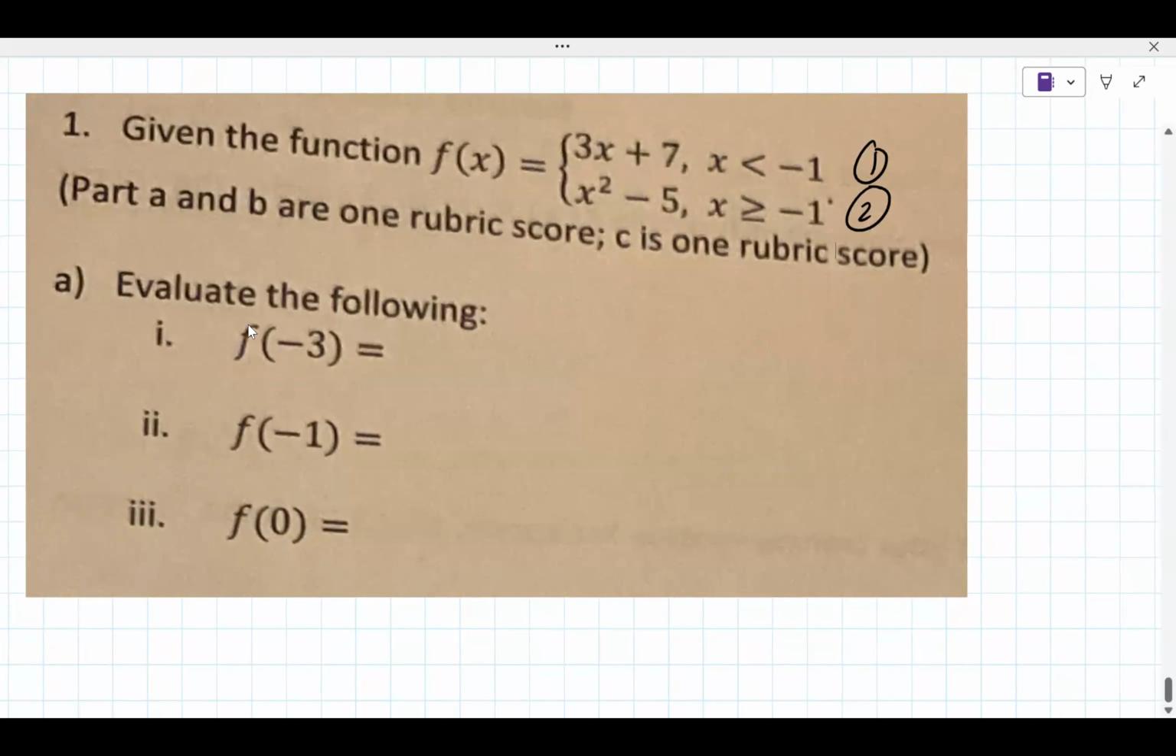Which piece are you using for -3? I'm using the bottom part, like x squared minus 5.